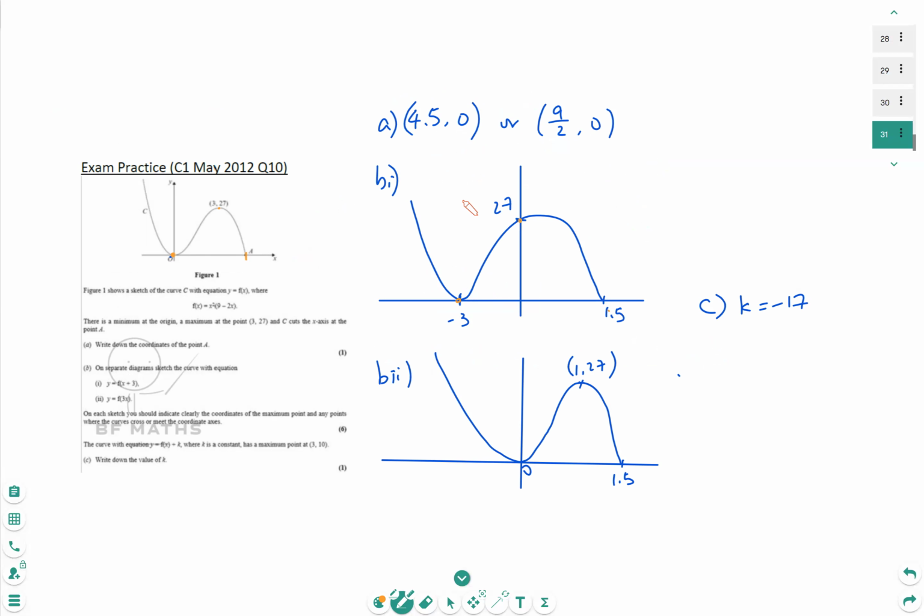Part ii, f of 3x. f of 3x means a stretch in x by a third. So all the x coordinates are multiplied by a third. 0 times a third is just 0, so that point remains unchanged. For 327, because it affects the x, you multiply all the x coordinates by a third. 3 times a third is 1. 4.5 times a third is 1.5. And there we go. Now part C is a slightly tricky one.